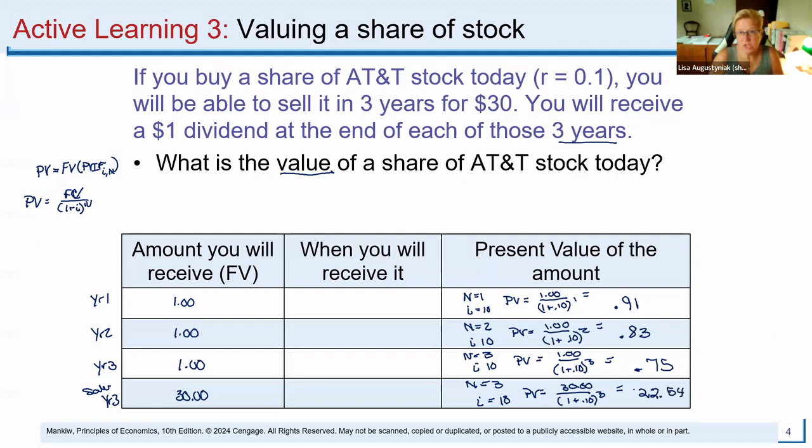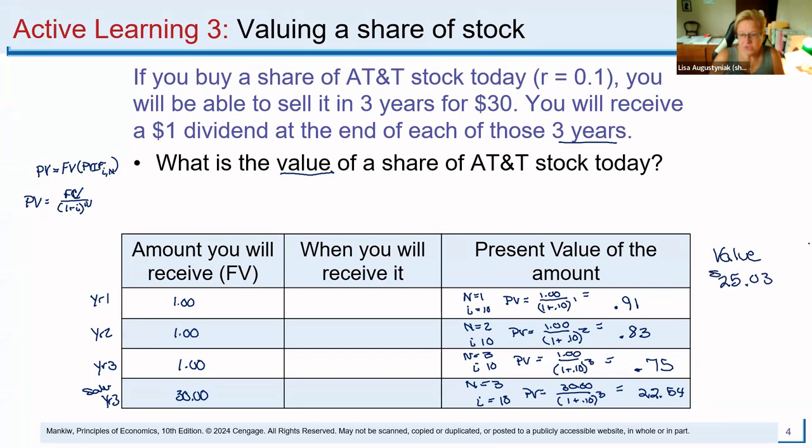Now what we're going to do is sum all of these up to get the value. So 91 cents plus 83 cents plus 75 cents plus 22.54 is going to be 25.03. So we're going to value the share of AT&T stock at 25.03.